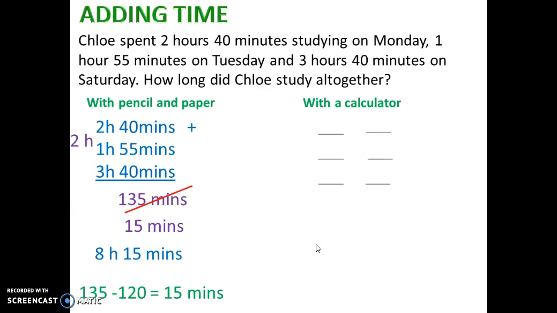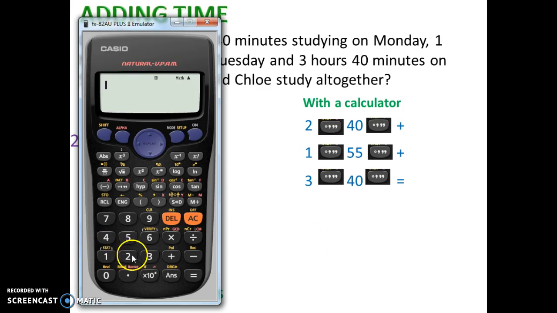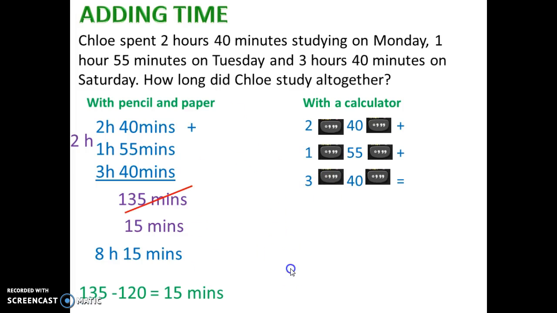I can also do this on the calculator using what we call the degrees minutes button. So 2 hours and 40 minutes looks like that on the calculator, plus 1 hour and 55 minutes, plus 3 hours and 40 minutes equals, and you can see the first one's your hours, then you have minutes, and then you have seconds. So that also gives us our 8 hours and 15 minutes.